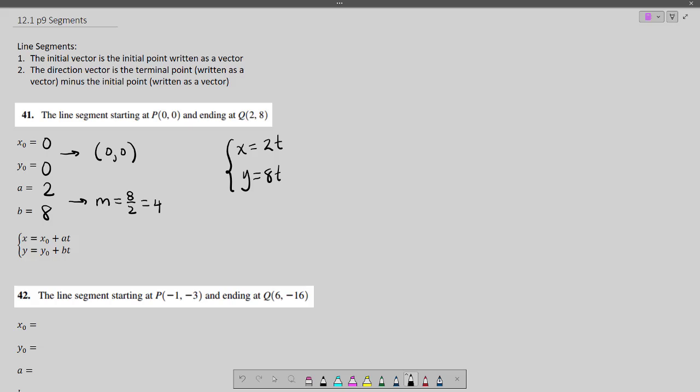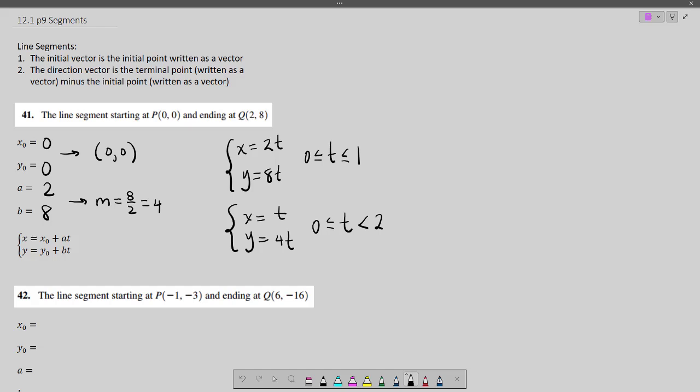We need to figure out our domain. So the domain says that we're going to start at 0. If we start at 0, we're going to be at 0, 0. And where do you think we should end? 1. If we use this parameterization, when we plug in 1, we're going to get 2, 8. Now notice, if we reduce the slope, we could also do this. If we start this at 0, that's going to give us 0, 0. And if we stop at 2, won't that give us 2, 8?